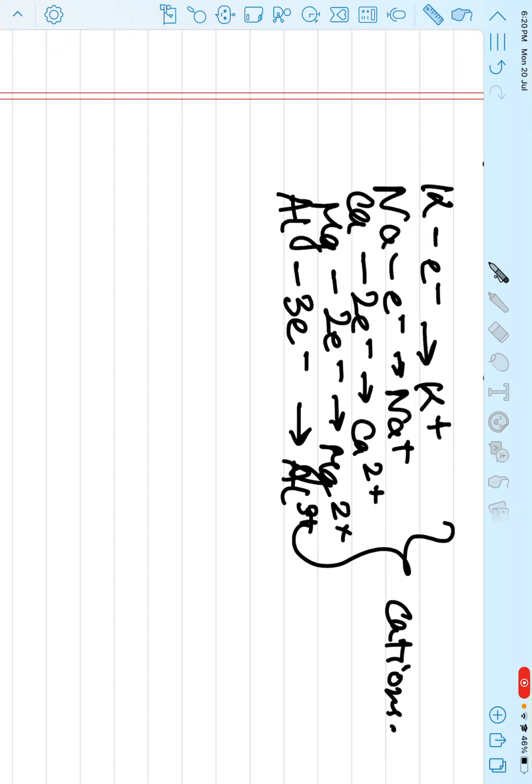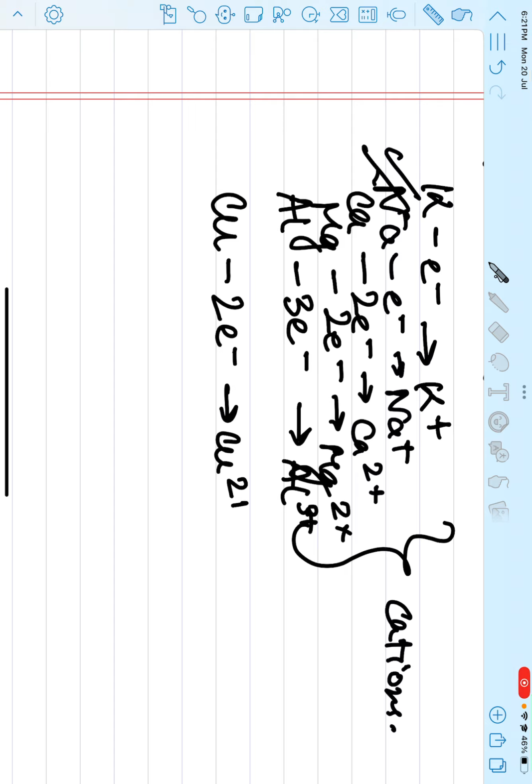Now, let me continue. So what is the electrochemical series? Na gets converted to Na plus much more easily. The conversion of Na to Na plus is much easier than the conversion of Cu to Cu2 plus. Zn also loses two electrons to become Zn2 plus, but for Cu it is not easy.